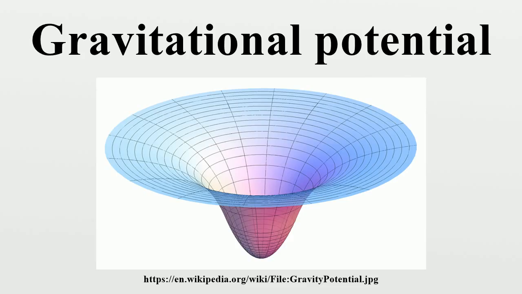General relativity. In general relativity, the gravitational potential is replaced by the metric tensor. When the gravitational field is weak and the sources are moving very slowly compared to light speed, general relativity reduces to Newtonian gravity, and the metric tensor can be expanded in terms of the gravitational potential.